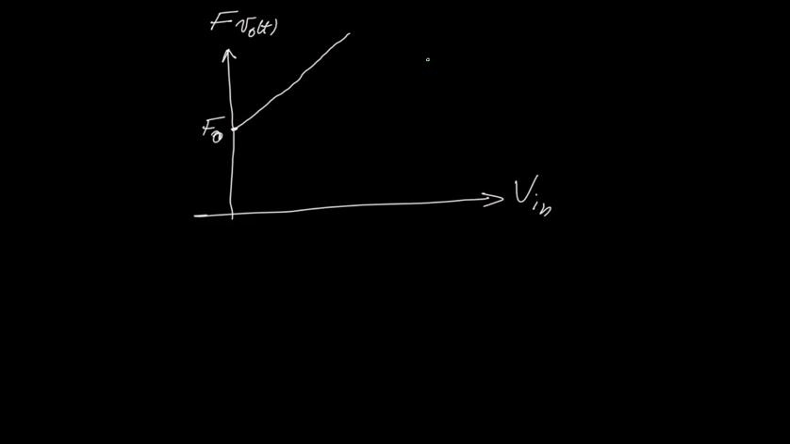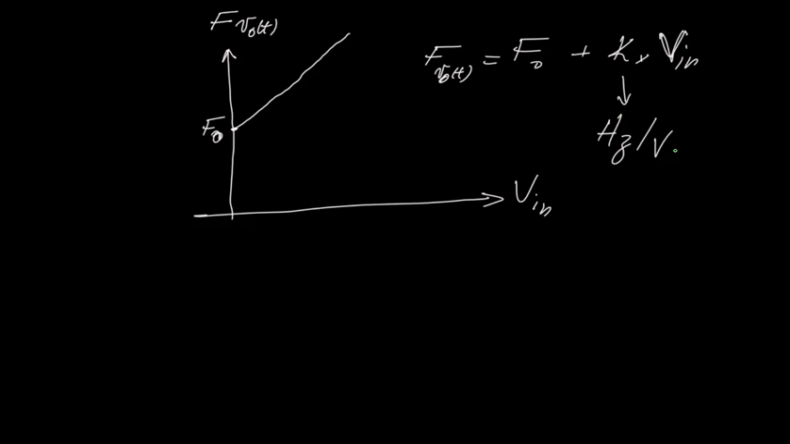So you can simply say that the frequency of the signal out of the oscillator is F0 plus some constant times Vin. Now this constant is definitely in hertz per volt. You multiply it by this voltage, the volts cancel out, and then we just add a frequency to it. This is pretty much how it looks.